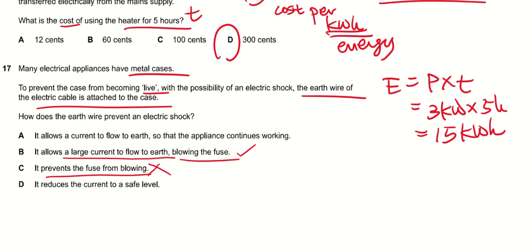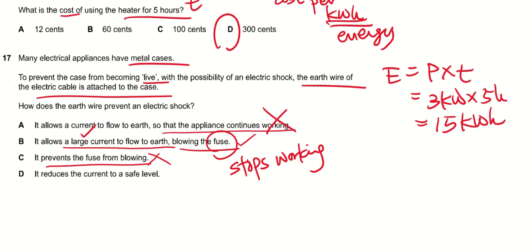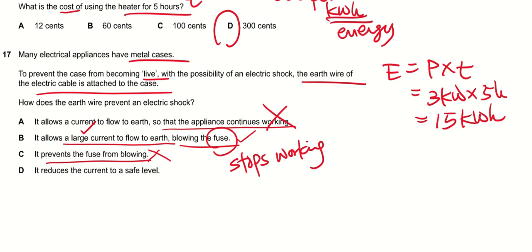Oh no, when the case is live, the current will flow through the earth wire. It will be a very large current, therefore it will blow the fuse. Then we'll know that there's an electrical fault, because when the fuse blows, the appliance stops working. Then we know that there's something wrong with the appliance. So this one, A, is wrong because the appliance continues working, which is false. So the answer is B.